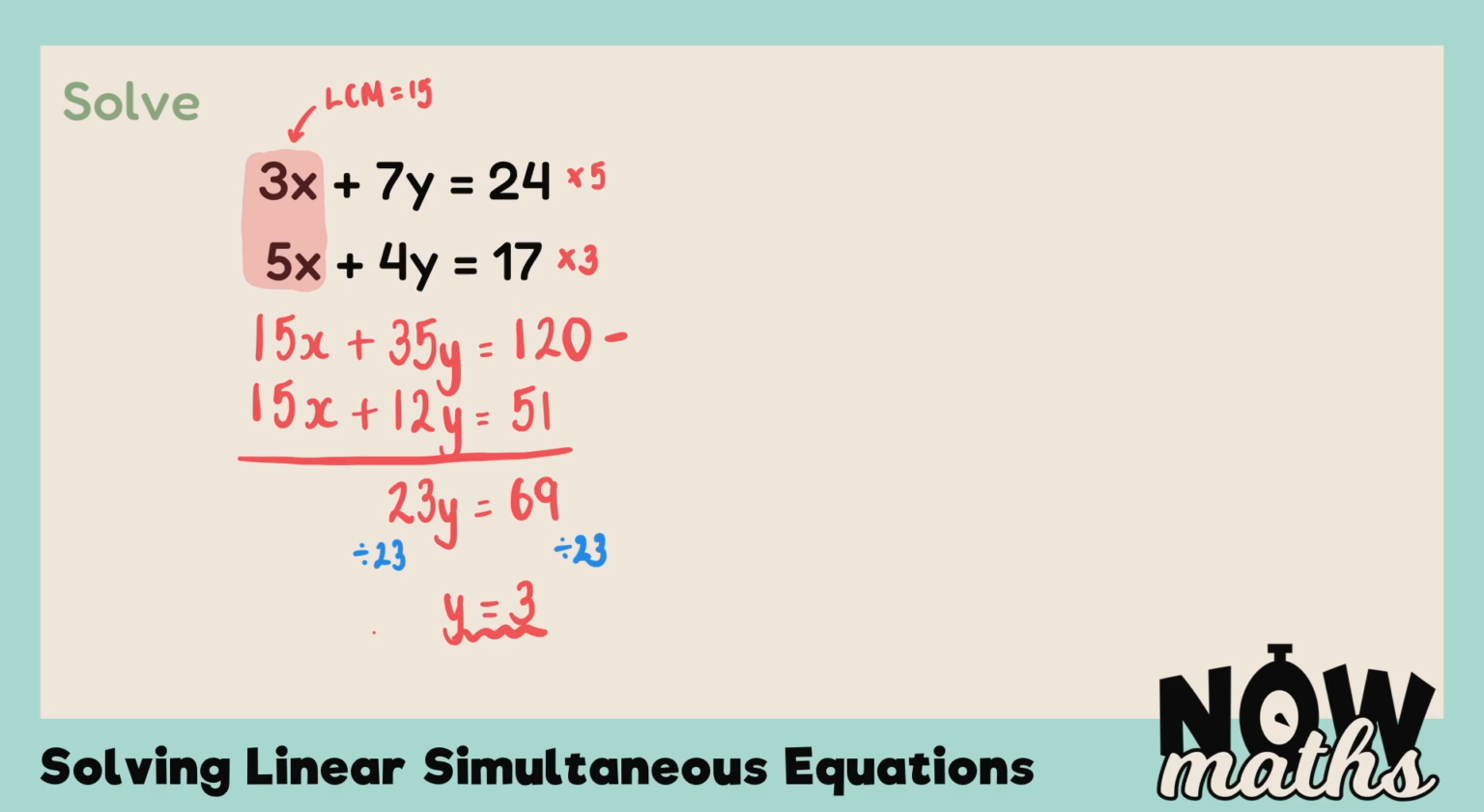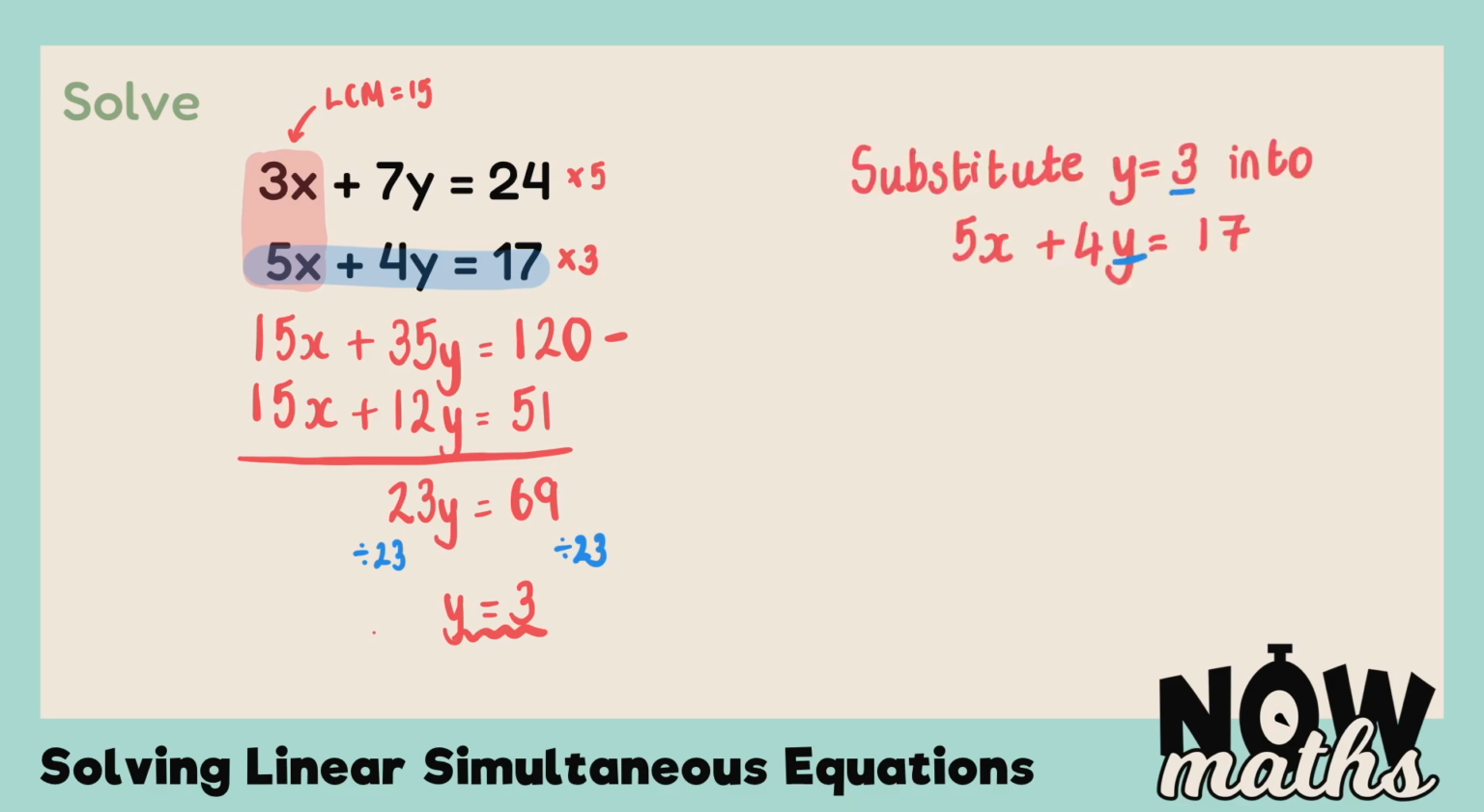Now exactly the same as previous questions, we're going to substitute into one of the equations we started with. I'm going to choose to substitute into the second equation because there are some slightly smaller numbers. So now substituting y for 3, we end up with 5x, 4y becomes 4 multiplied by 3, which is 12, equals 17.